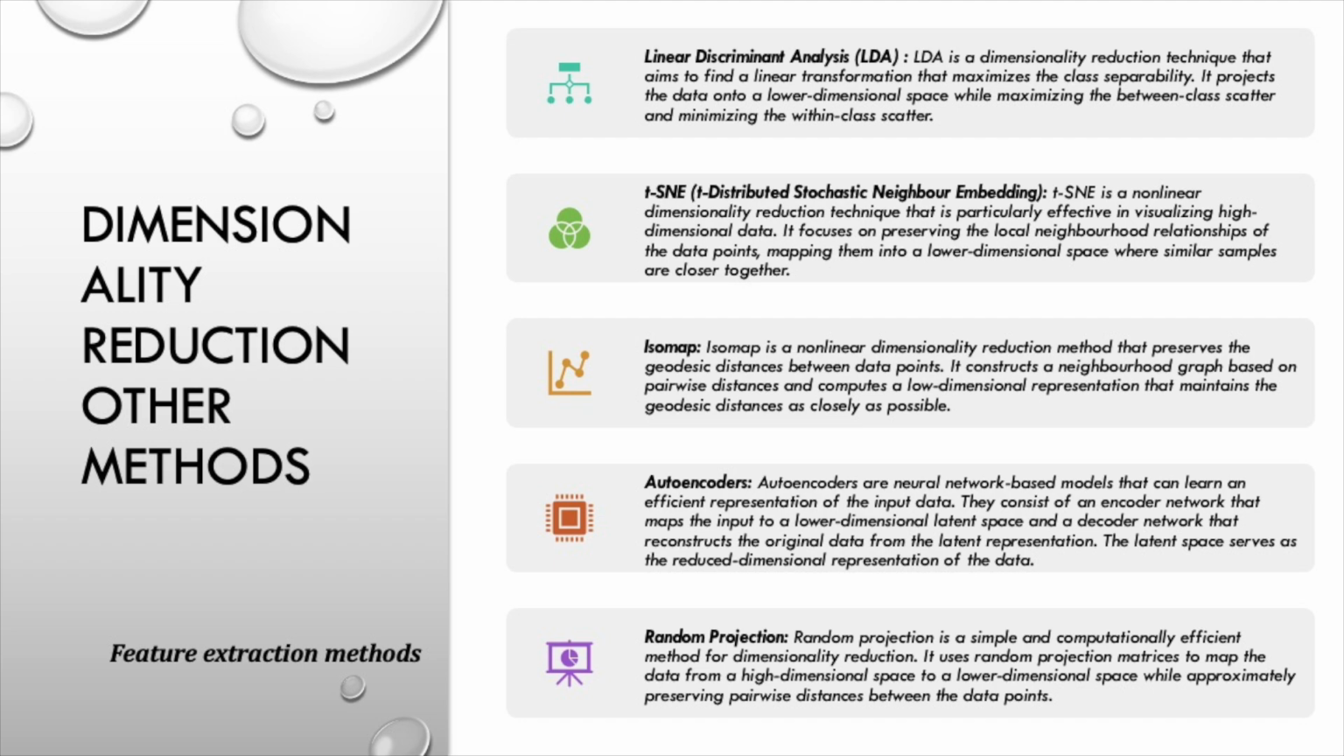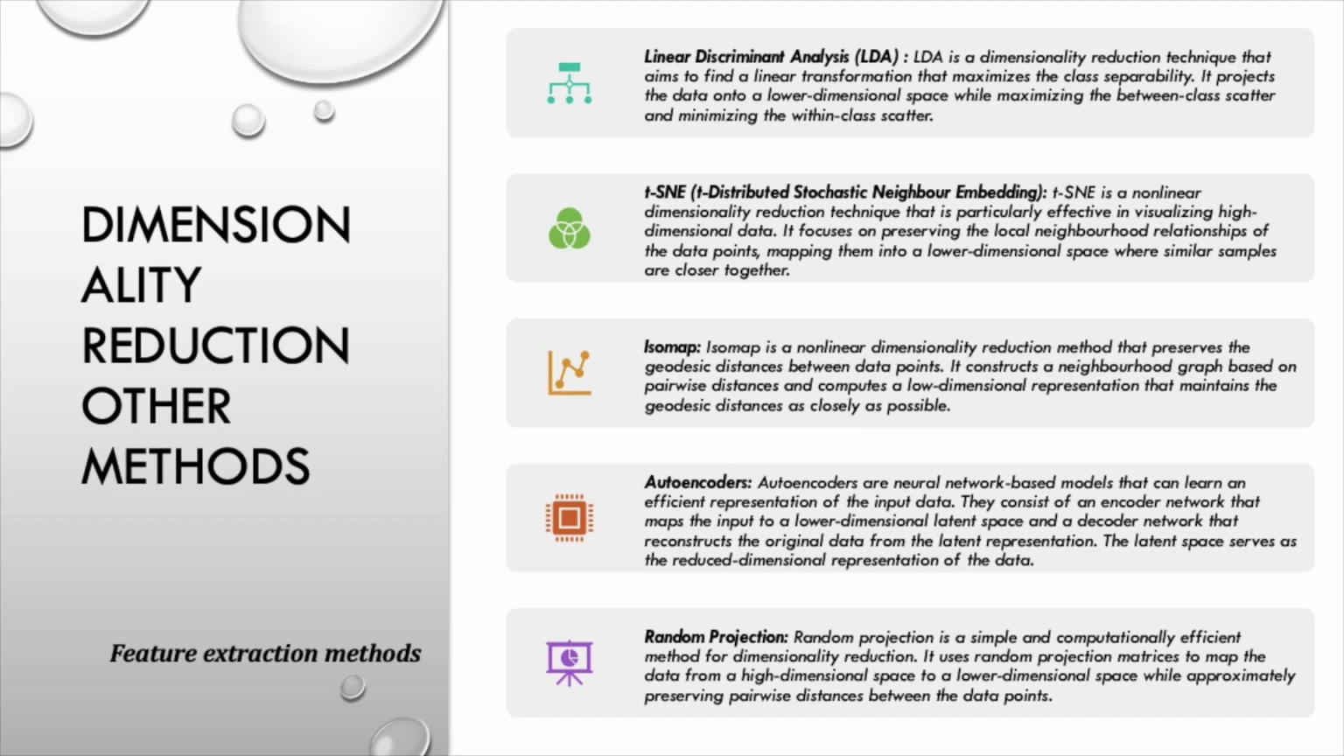ISOMAP. ISOMAP is a nonlinear dimensionality reduction method that preserves the geodesic distances between data points. It constructs a neighborhood graph based on pairwise distances and computes a low-dimensional representation that maintains the geodesic distances as closely as possible. Autoencoders. Autoencoders are neural network-based models that can learn an efficient representation of the input data. They consist of an encoder network that maps the input to a lower dimensional latent space and a decoder network that reconstructs the original data from the latent representation. The latent space serves as the reduced dimensional representation of the data.